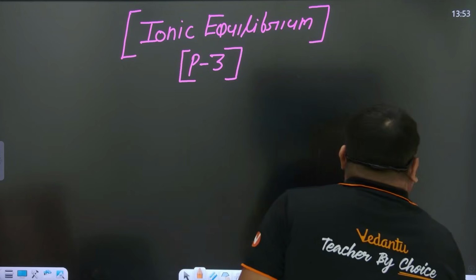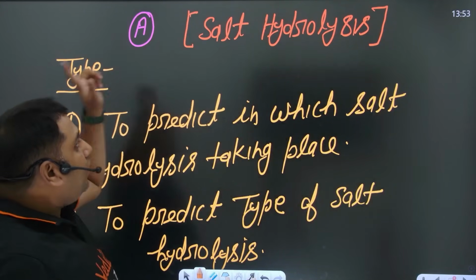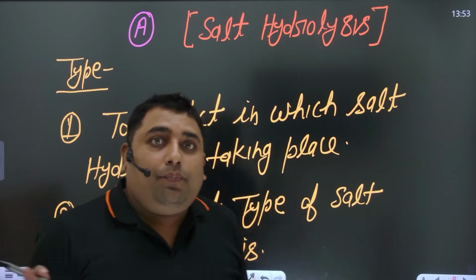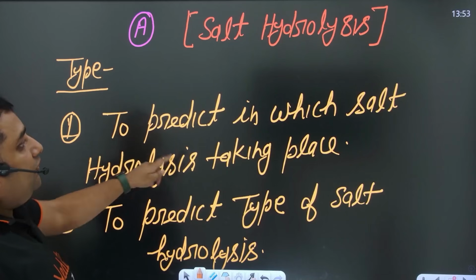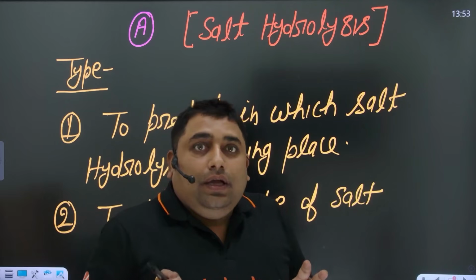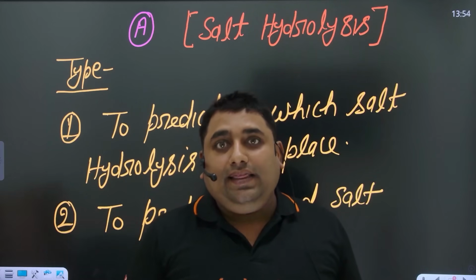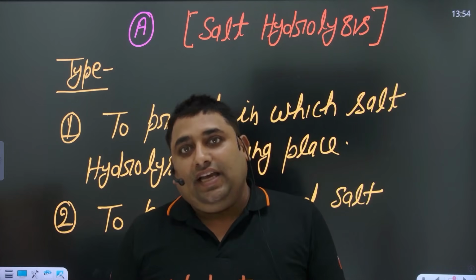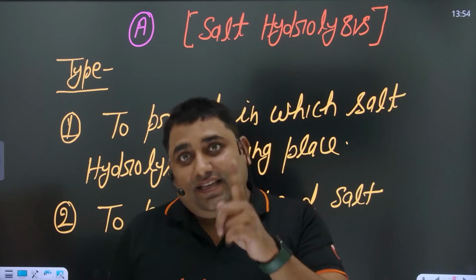See, the first concept is salt hydrolysis. On salt hydrolysis, we are going to discuss these 4 types of question which are very important for the NEET exam. See, the first type is to predict in which salt hydrolysis is taking place. In the question, 4 options, 4 salts, are given, and they ask to predict in which of the following cases salt hydrolysis is taking place. How to solve this type of question we are going to discuss in this session, right?